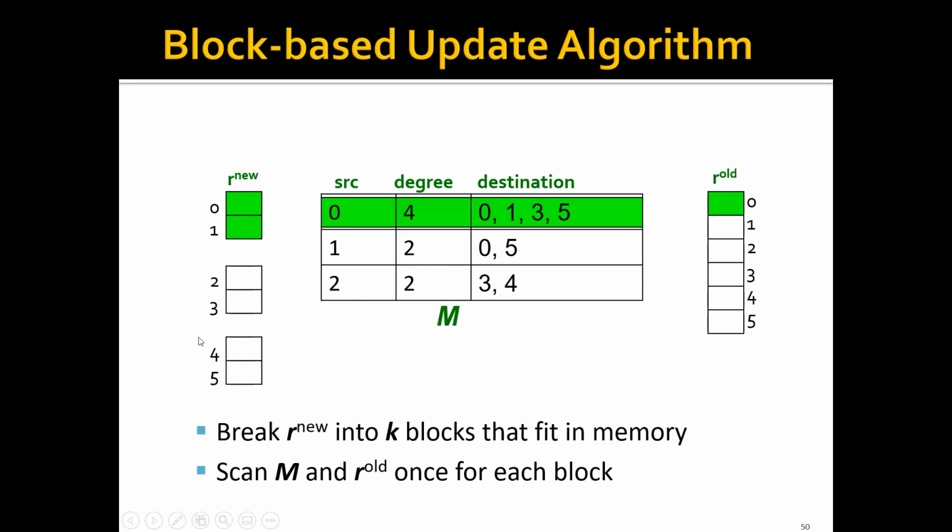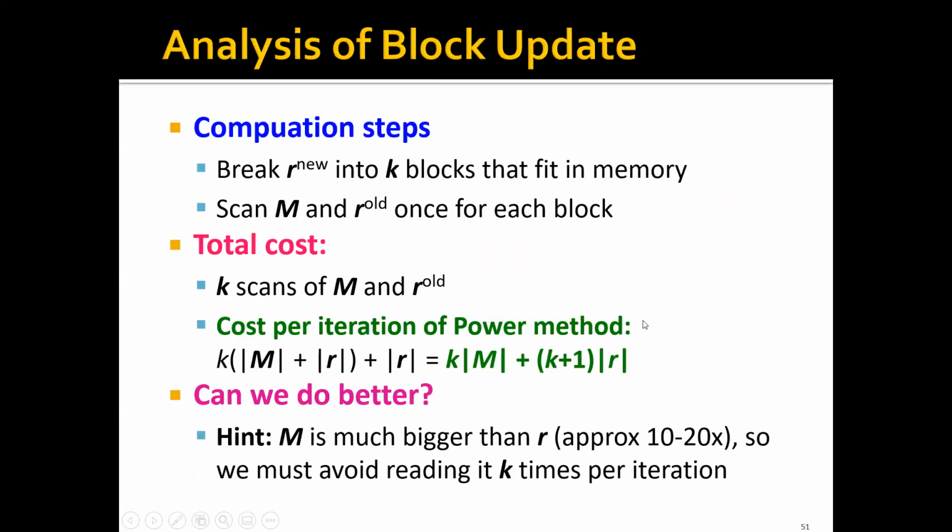And similarly, we can do the same for the third block. And using this approach, since we break this whole RNew into K blocks that fit into memory, we then need to scan the whole matrix M and R-old once for each of these blocks. Therefore, the total cost is K times the cost of scanning M and R-old.